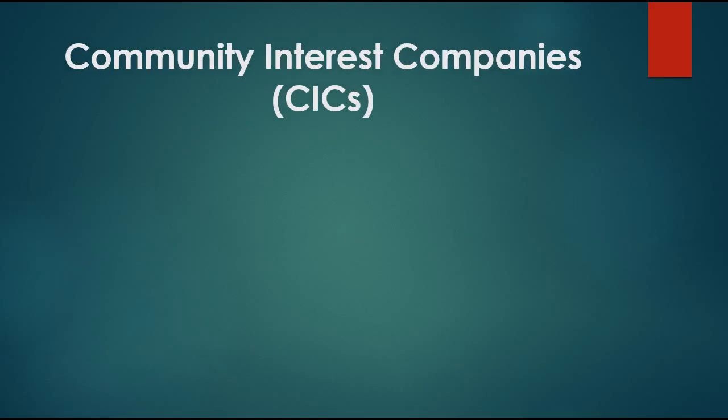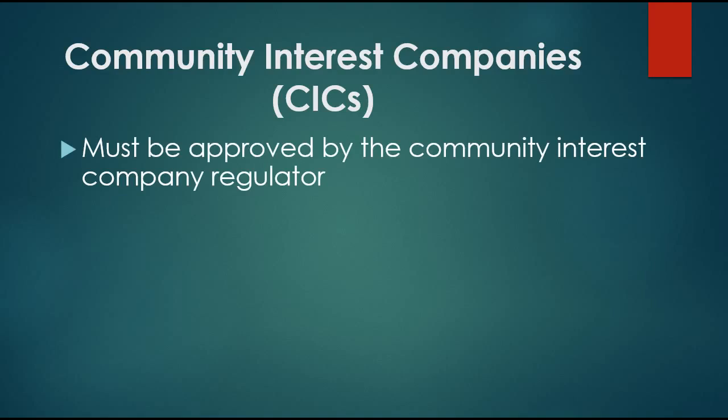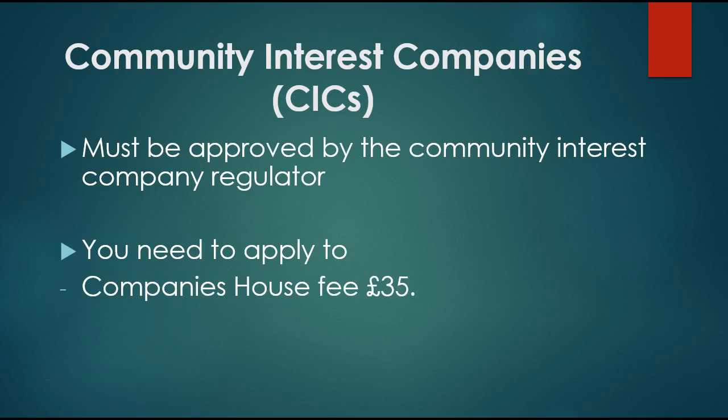Okay. The other thing to say about a community interest company is that once you make the application to the Companies House, they are now going to forward that application to the community interest company regulator. So there is a regulator that will approve or disapprove your application. So once you make the application, it goes somewhere else to be approved first before you can start trading as a community interest company. You need to do two other things that I want to point out to you. It costs about £35 to set this up.